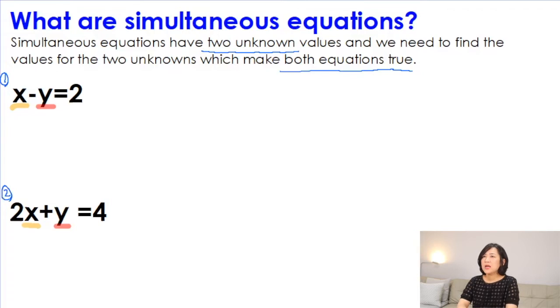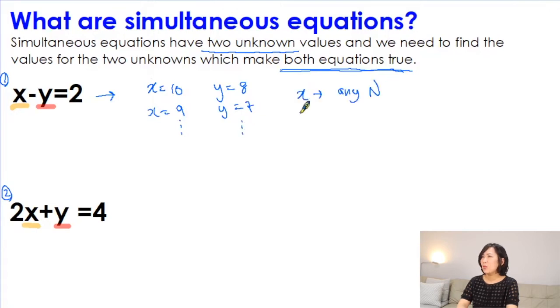Now we've got a linear equation, x minus y equals 2. Let's find the solutions for this equation. Let's start with x. When x is 10, y is 8. When x is 9, y can be 7. And then it goes on forever, right? x can be any number, then y is just 2 less than x. So the number of solutions for x minus y equals 2 is infinite.